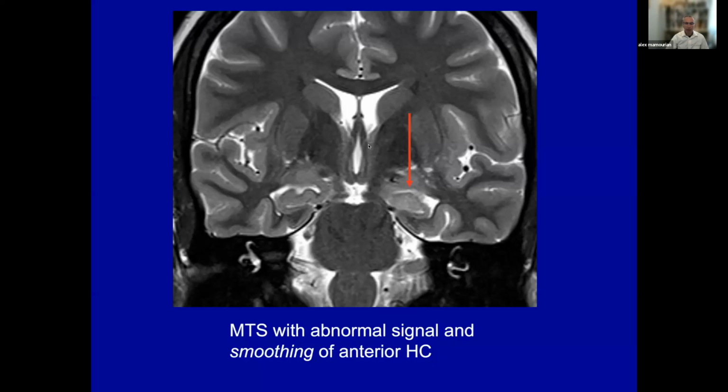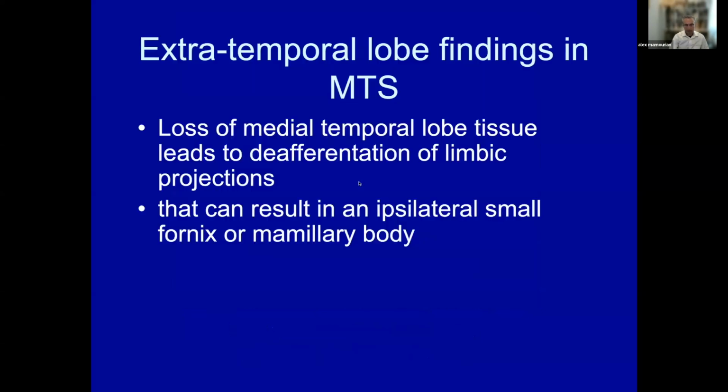Here on this image, we happen to be through the anterior portion of the fornix. These are the postcommissural fibers going to the mammillary bodies, which here you can see are symmetric in size. So the extratemporal lobe findings in mesial temporal sclerosis are this loss of medial temporal lobe structures, which include the hippocampus and the subiculum, lead to the loss of afference to the limbic projections. And these can result in the small fornix or mammillary bodies.